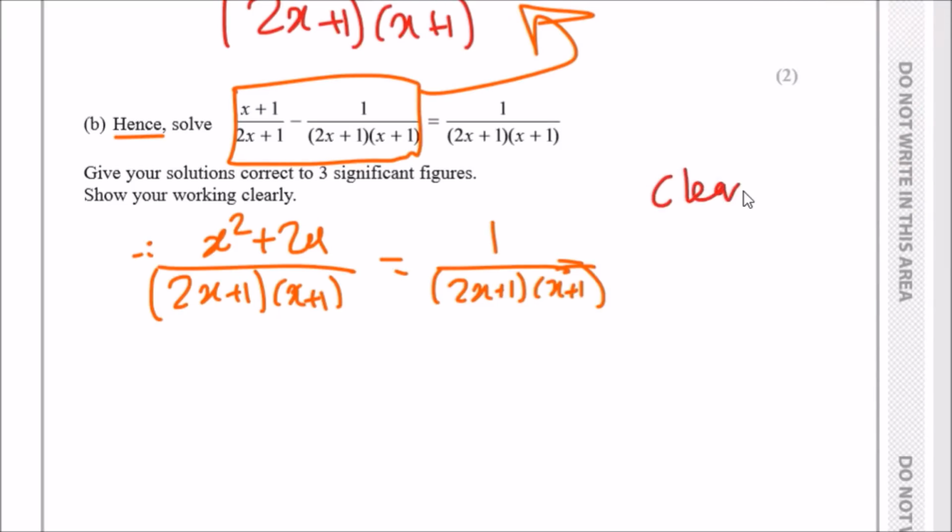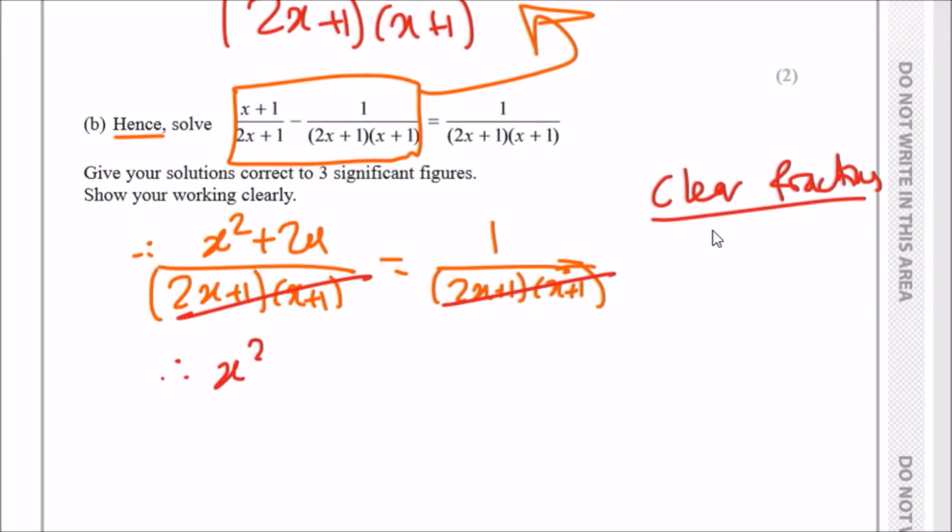So clear fractions. Now we just multiply by the terms we need. Since we've got 2x plus 1 and x plus 1, we multiply both sides by that term, and doing so would actually cancel everything out. So we're left with just the top line. Now we've got x squared plus 2x equals 1.